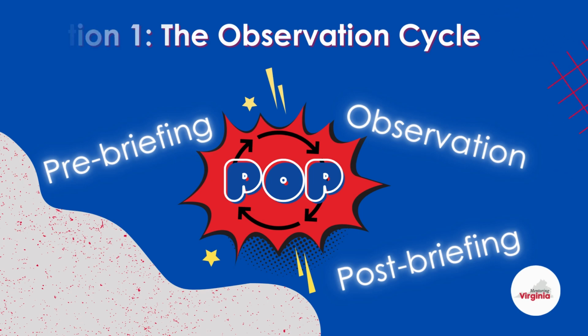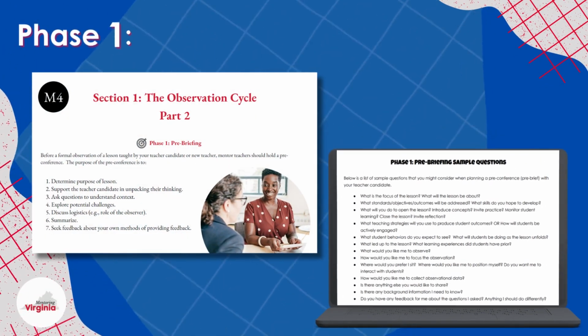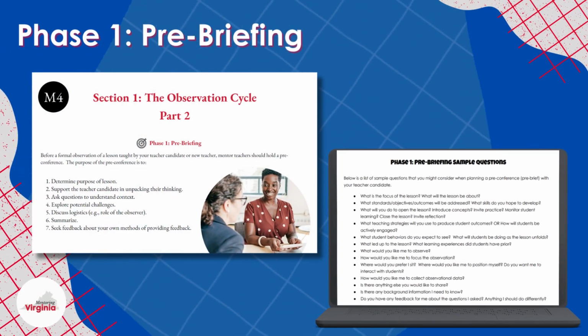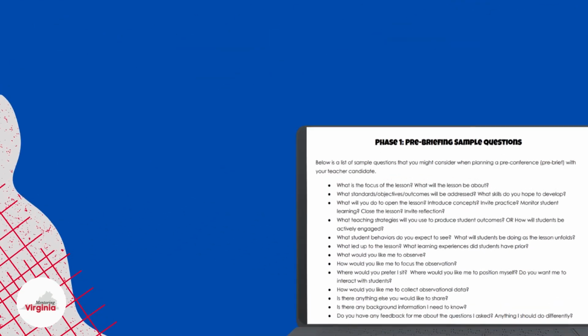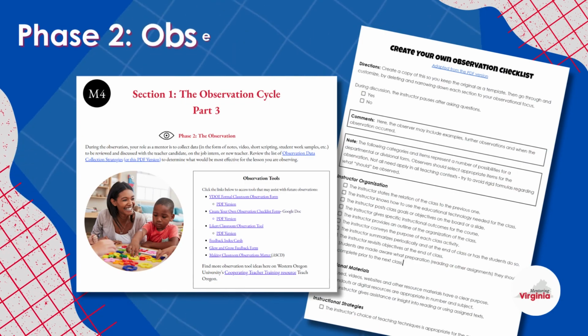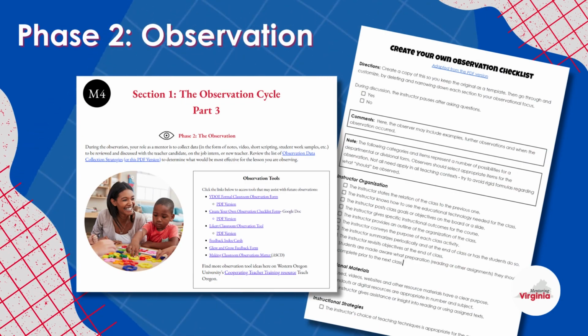In Phase 1, you'll review the purpose of a pre-briefing meeting and then look over the list of sample questions provided. In Phase 2, the observation cycle, you'll review ways to collect data, and you're provided with a variety of observation tools. One tool is the Create Your Own Observation Checklist that you can customize to the needs of you and your mentee. Take some time to review the rest of the tools to see what would be useful to you and your mentee.